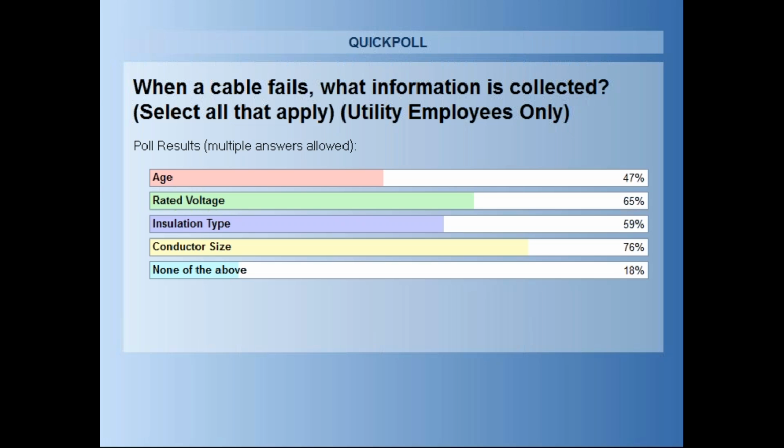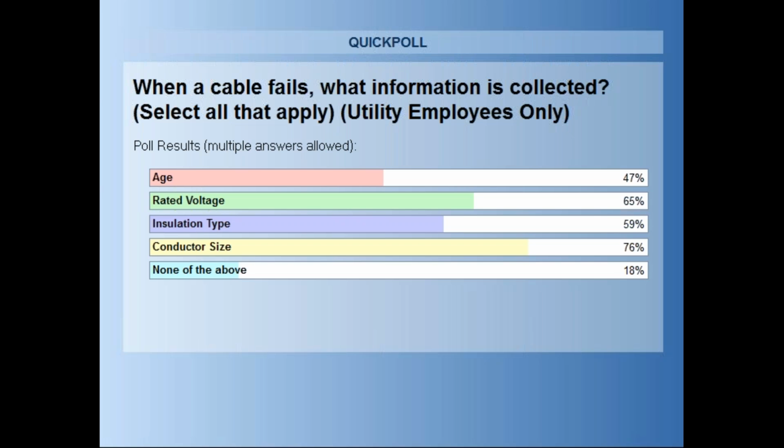Okay, so this is interesting. We have some utilities that don't collect any of this data. I would suggest that you start. And then in terms of rated voltage, insulation type, and conductor type, a lot of times, and I don't know the thinking of the poll takers, you can get this information based on where the failure happened from circuit information. So you can usually get this information.